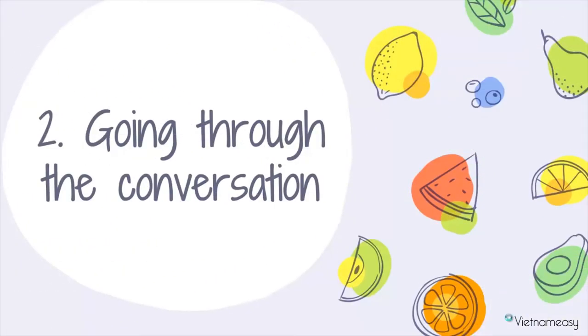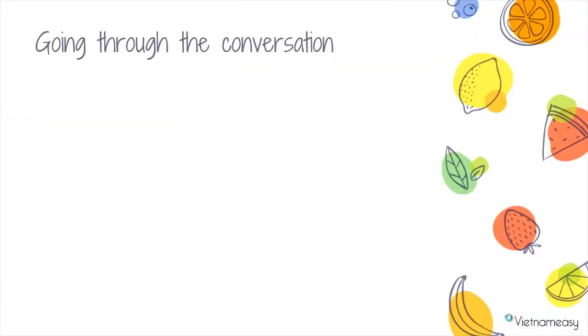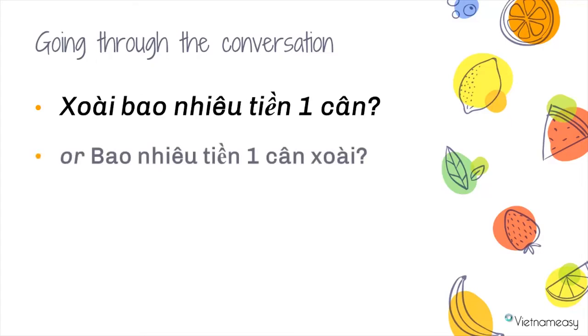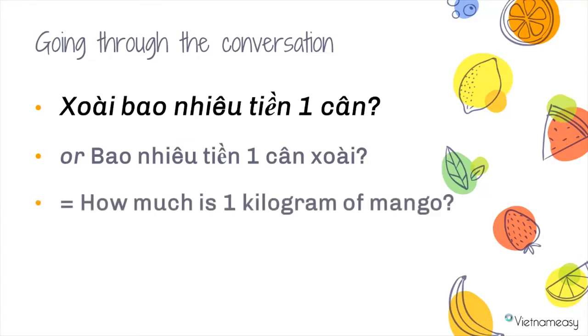Now, let us go through the conversation sentence by sentence. For the first one, we have Xoài bao nhiêu tiền một cân? Or we can say it Bao nhiêu tiền một cân xoài? Which means, how much is 1 kilogram of mango?